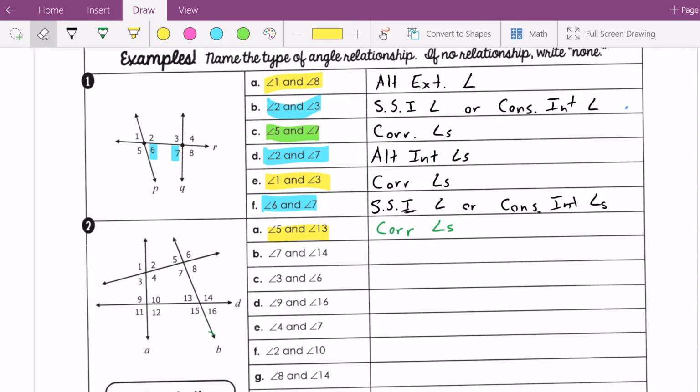Moving on to B. So with B, we've got 7 and 14. 7's here, 14's here. Once again, they are on line B for our transversal. So line B is our transversal. 7 and 14 happen to both be on the inside. Right? 7's on the left, 14's on the right. So, since they're on opposite sides of the transversal, they are alternate interior angles.